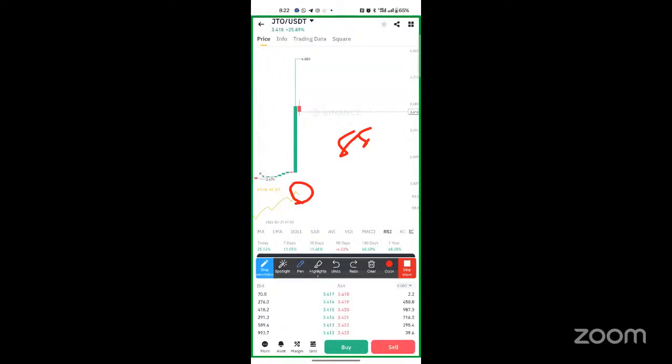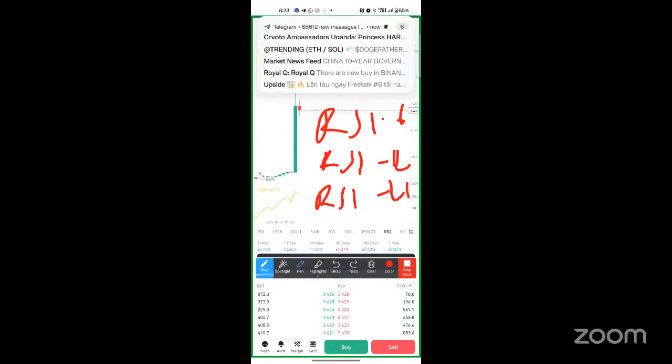But it's also moving from 0 to 100. So in your Royalq, things are quite different. Royalq is introducing 3 RSIs: an RSI of 6, and RSI of 24. You can instruct your robot.